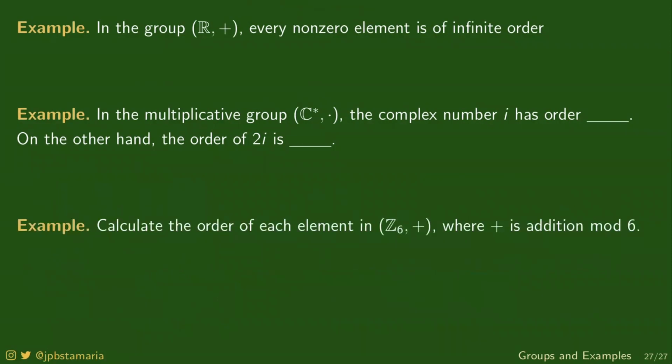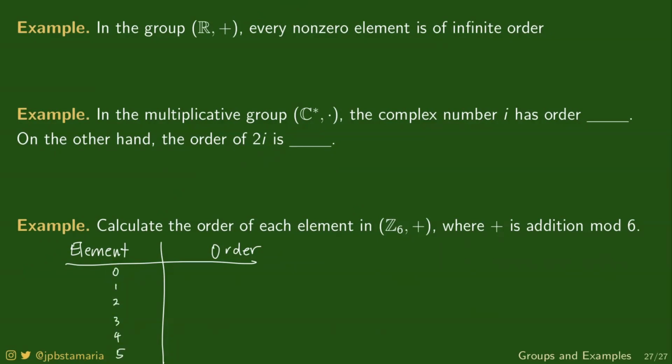Okay. Another example. Calculate the order of each element in Z sub 6 under addition modulo 6. Naku, paano to? Syempre 0 element, lagyan natin dito, element, order. Sige, summarize natin in a table. 6 lang naman yan. 0, 1, 2, 3, 4, 5, di ba? Z sub 6.